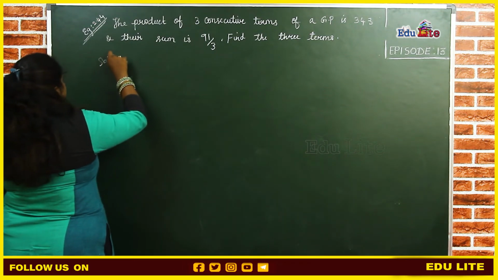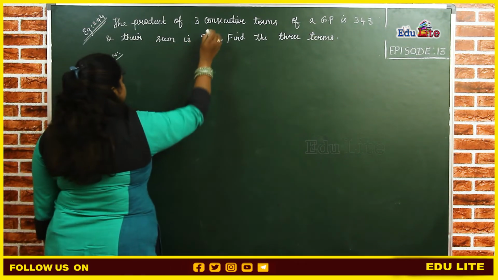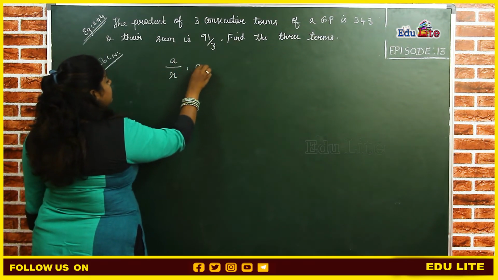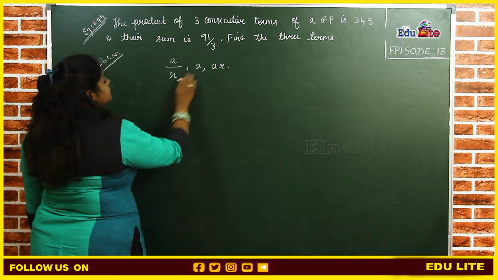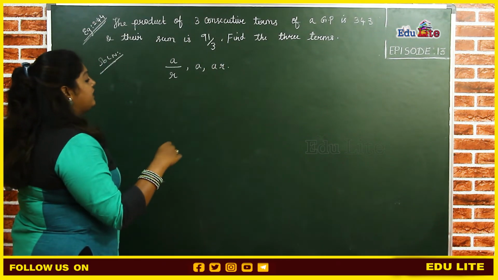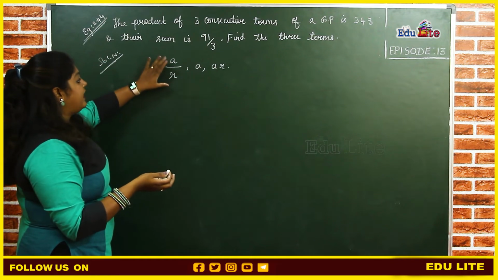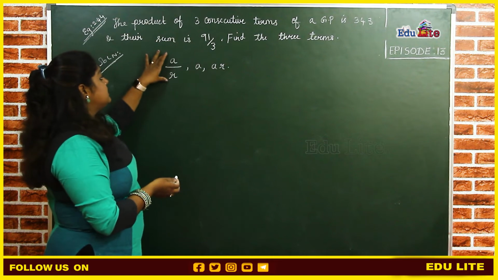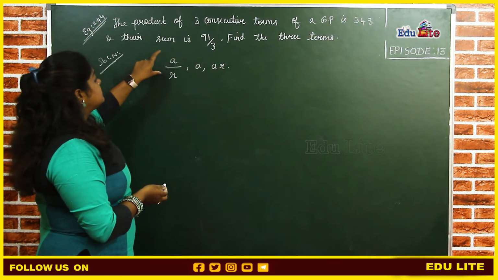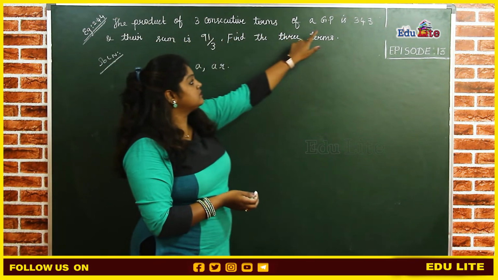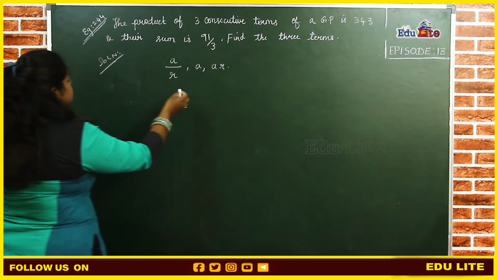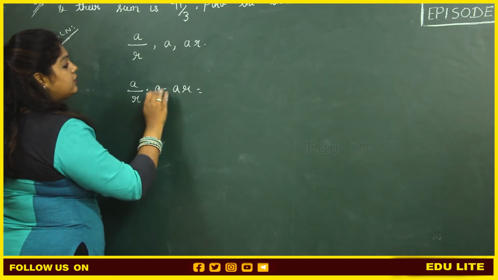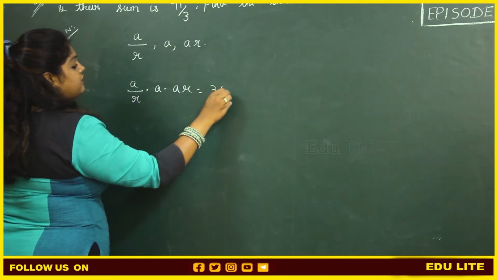So, we will do it. When we are asked to find 3 consecutive terms in a GP, we have to consider the 3 consecutive terms as a by r, a, a r. With this we can find the value of a and the value of r, and after finding those values, if we substitute them, we will find the 3 terms. The product of these 3 consecutive terms of the GP is 343. The product of these terms is a by r into a into a r, which is given as 343.